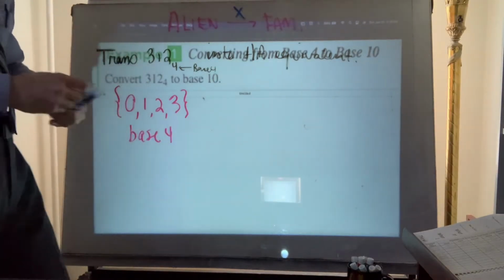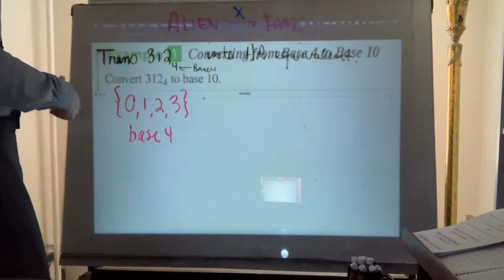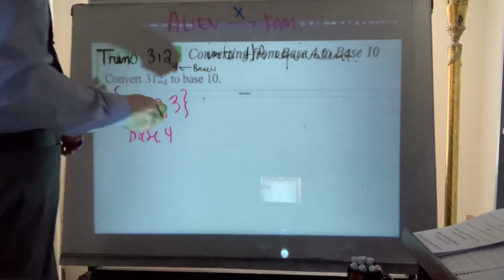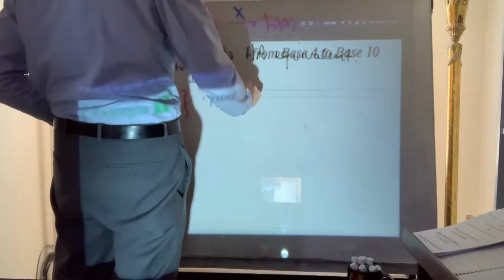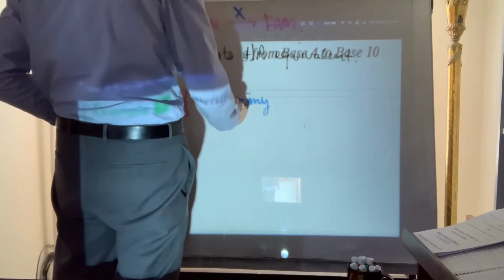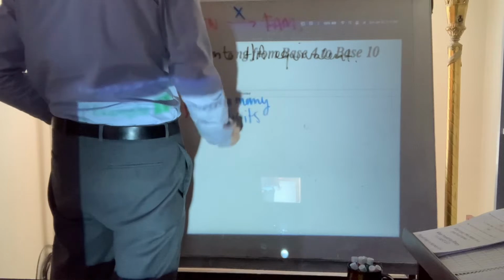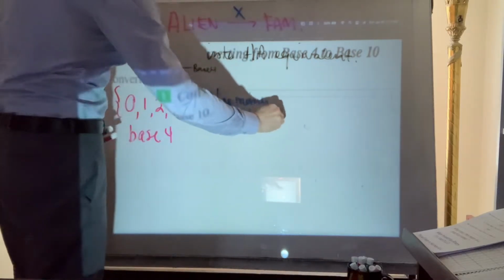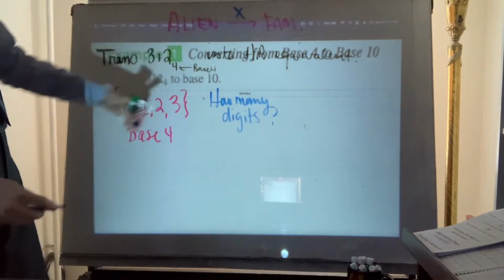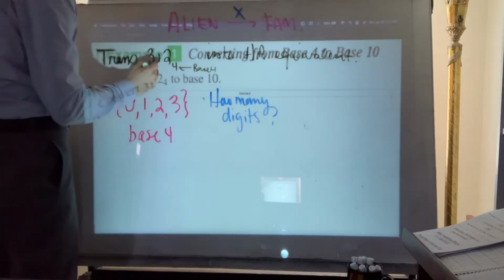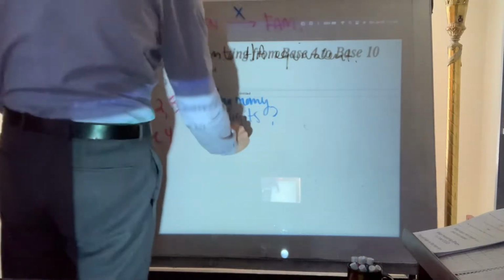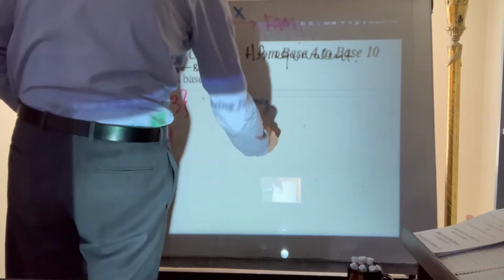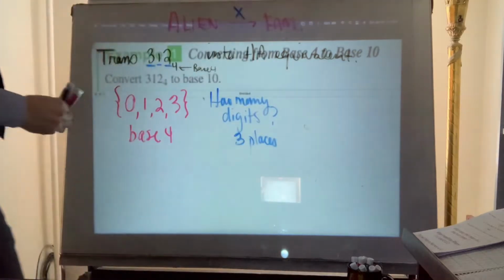Okay. All right, now, that's the set. How many places, or how many digits in this regard? If we have 3, 1, 2, 1, 2, 3, we have 3 places to account for.